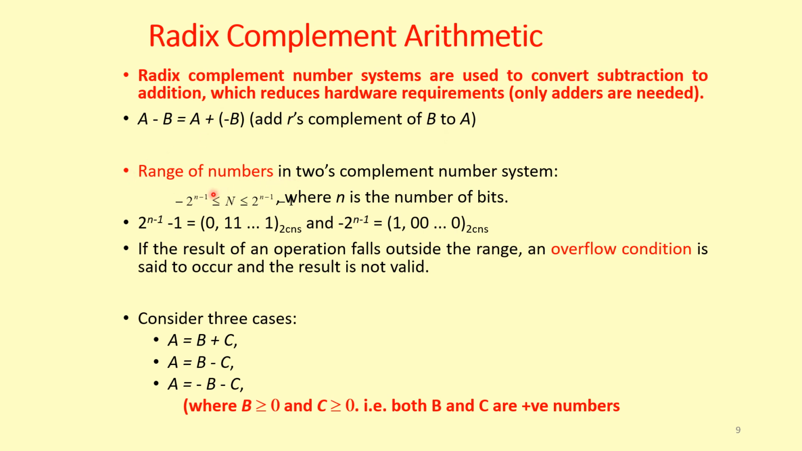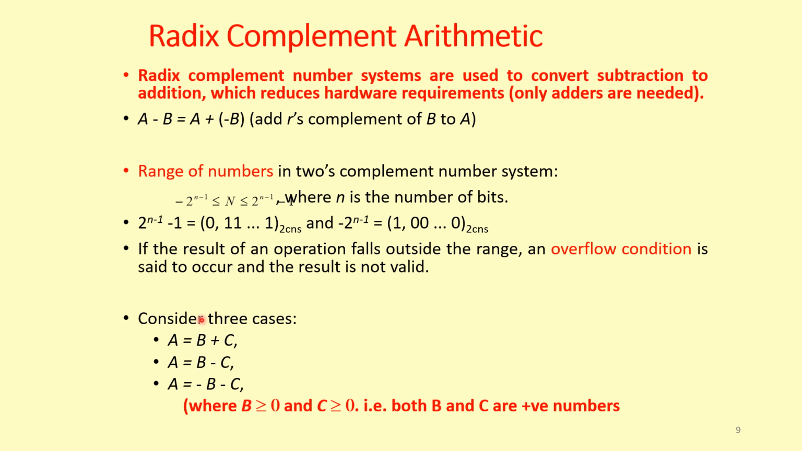And the range of numbers it can represent depends on n, the number of bits. The numbers you can represent range from minus 2 to the power n minus 1 to plus 2 to the power n minus 1 minus 1. The largest positive number has the most significant bit 0 and all other bits 1. And for the most negative number, the most significant bit is 1 and all others are 0. That is the range of numbers that can be represented with n bits of 2's complement number system.